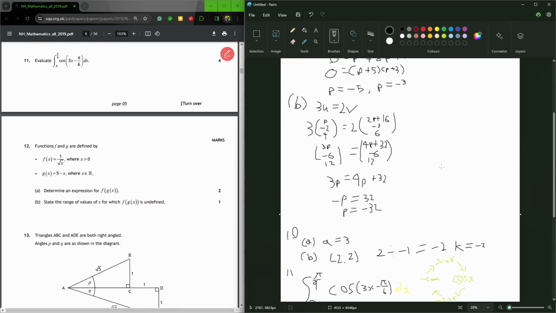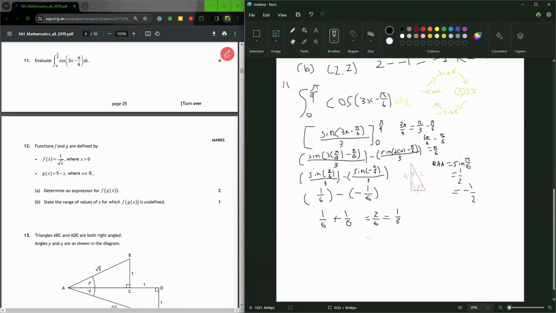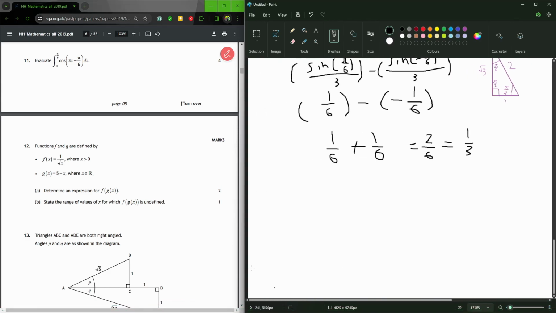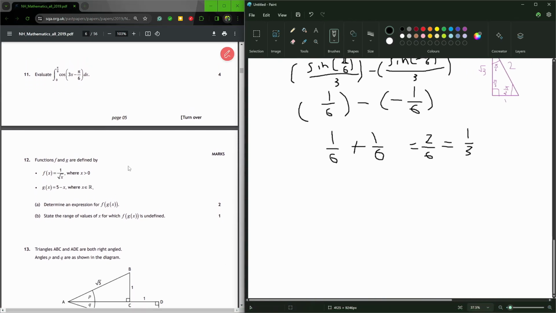Okay, well, I'll have to make another page, won't I? But question 12 looks easy enough. It's only 3 marks.